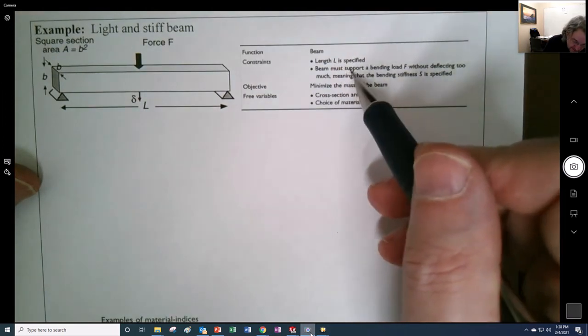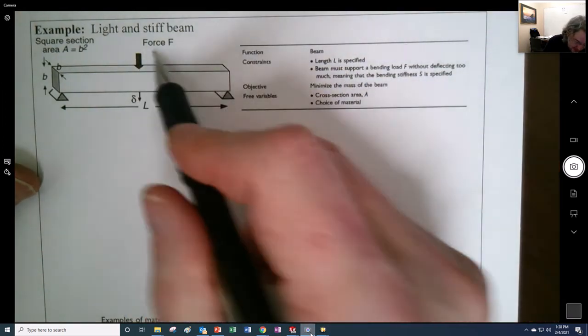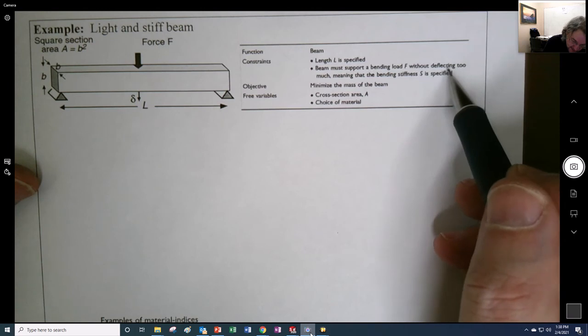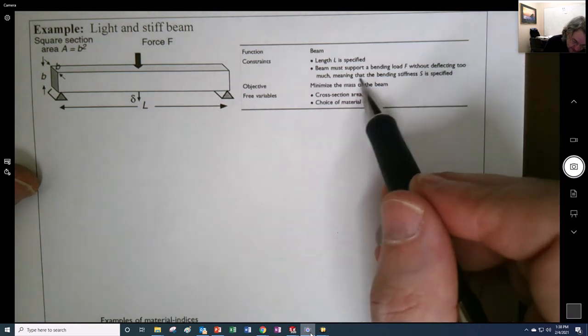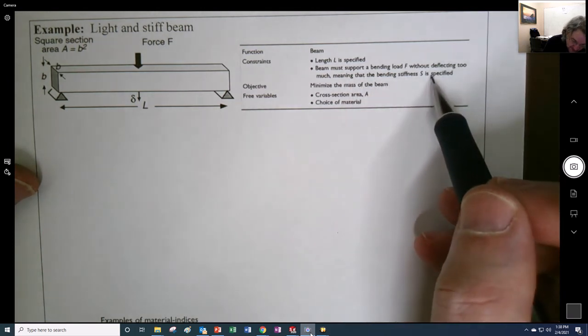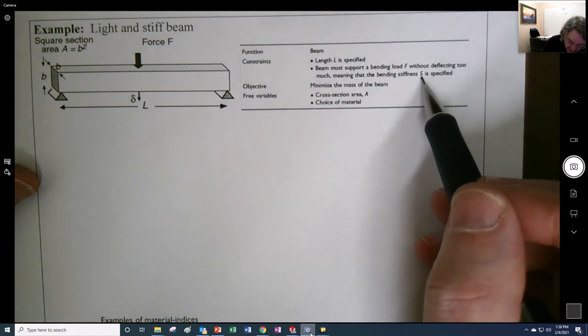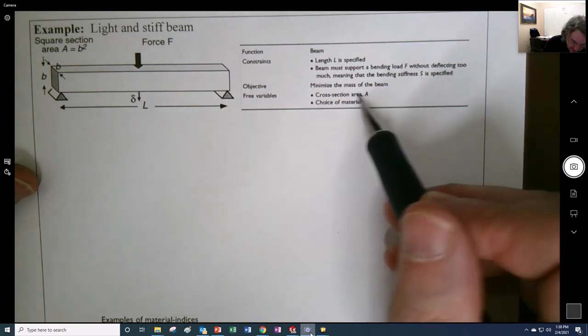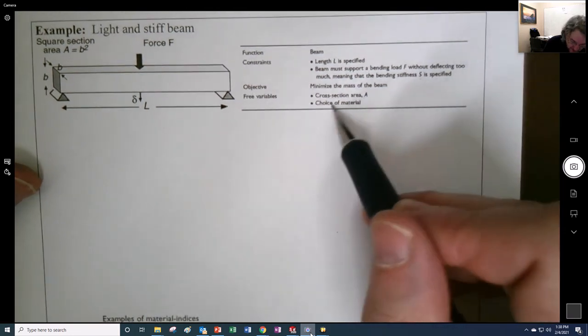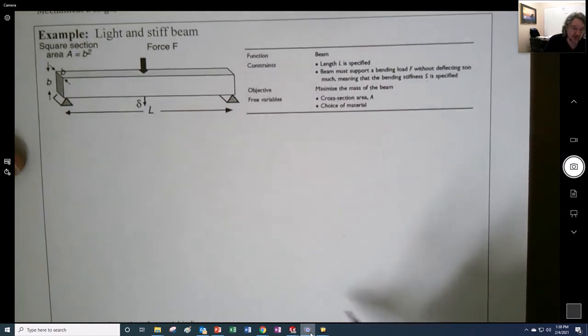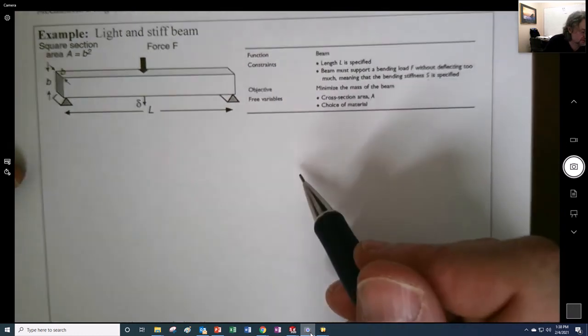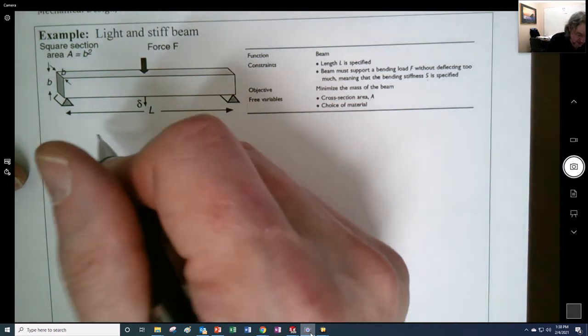We know that the length is specified. The beam must support a bending load F without deflecting too much, meaning that the bending stiffness S is specified, right? Or that might be delta. I think maybe this S, I think it would be K. Maybe I would have called it that. So the cross section is what we're going to choose, and the choice of material is what our free choices are going to be.